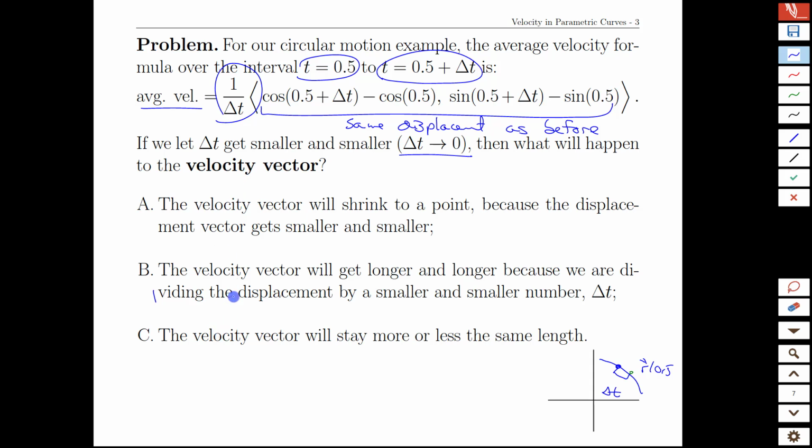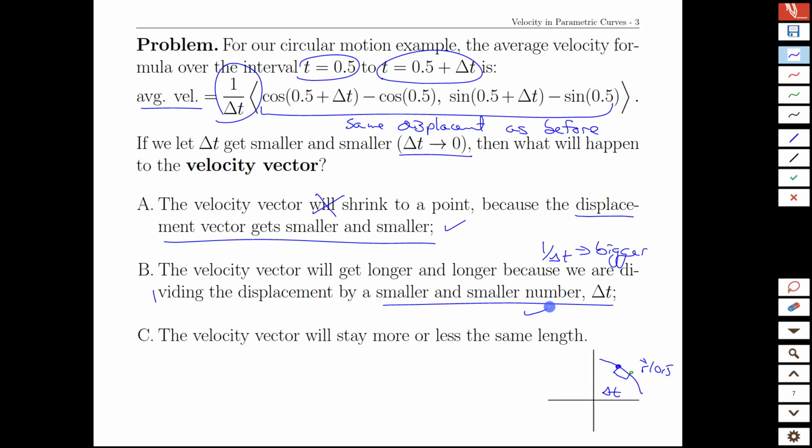So think a moment about the three options here, pause the video if you like, and see which one seems to match your intuition about the velocity vector as the time interval gets smaller and smaller. All right, here we see a bit of a tension. So one thing is true, the displacement vector does get smaller and smaller, that's true. However, that's being counterbalanced by an opposite force, if you like, in the mathematics. We have a smaller and smaller delta t, which means that the 1 over delta t is getting bigger and bigger. So this is also true.